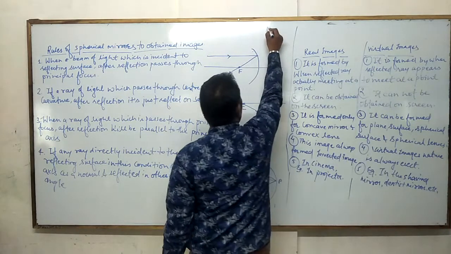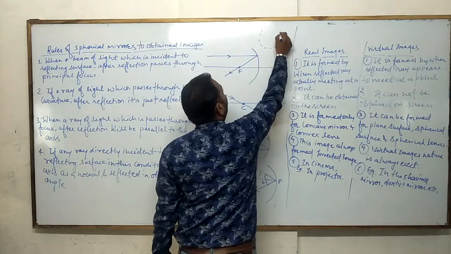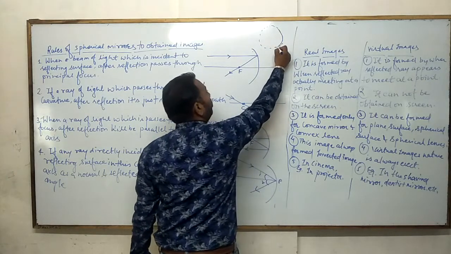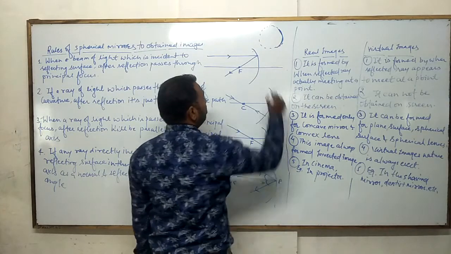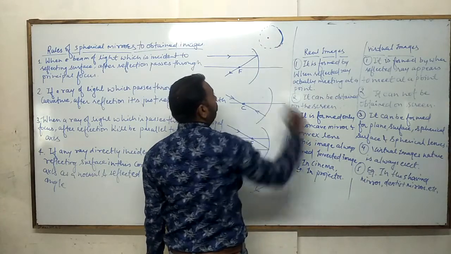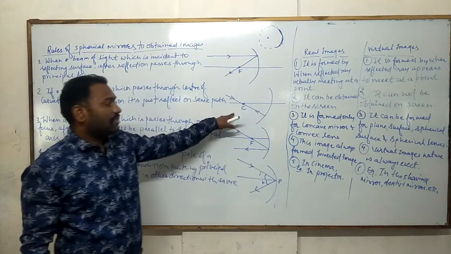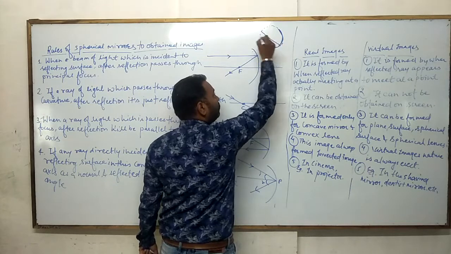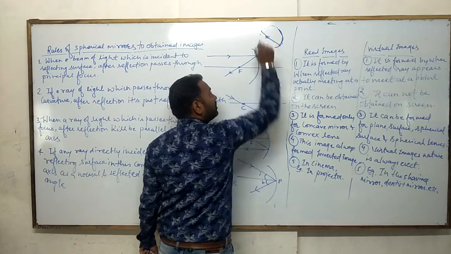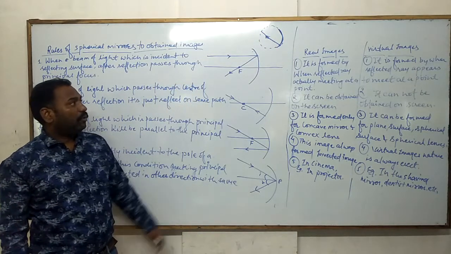If you have to draw a diagram like this, and this one is showing the reflecting surface of a concave mirror, then this is the center of the sphere, which is known as the center of curvature. So if any light ray is coming this way, then it will go in the same direction. I hope you are understanding.